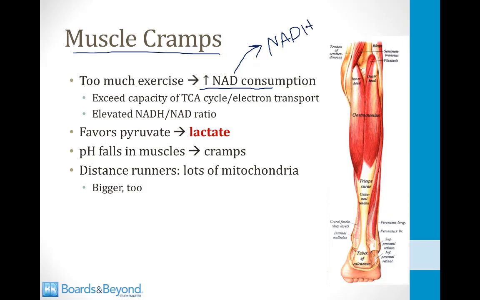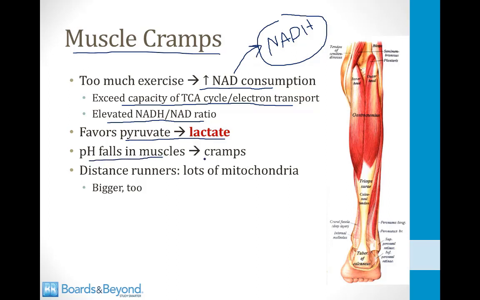Now, normally, electron transport can convert NADH back into NAD, but if you exercise too intensely, you exceed the capacity of the TCA cycle and electron transport, and all of your NAD is tied up in NADH. This is often referred to as an elevated NADH to NAD ratio. When you have an elevated NADH to NAD ratio, this favors the conversion of pyruvate to lactate. As a result, all that lactic acid makes the pH fall in muscles, and this leads to cramps.